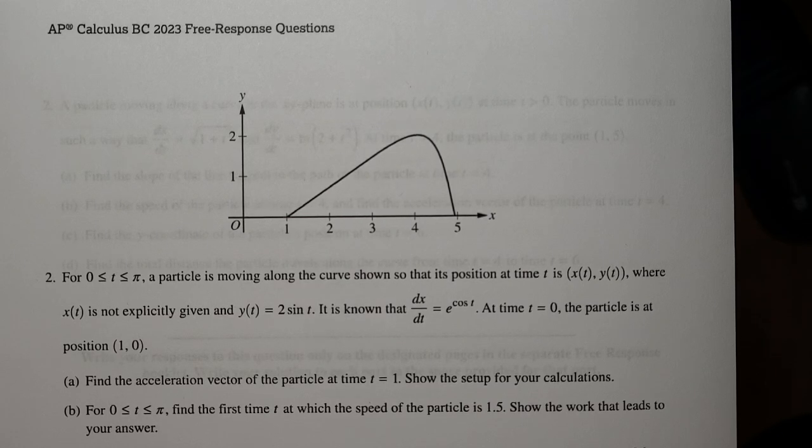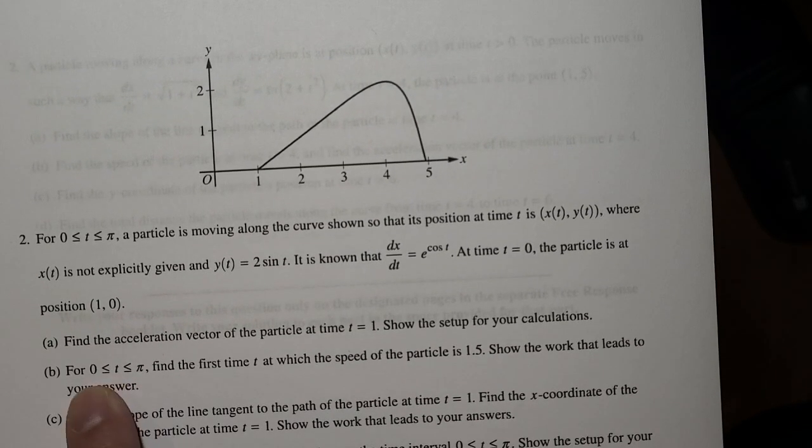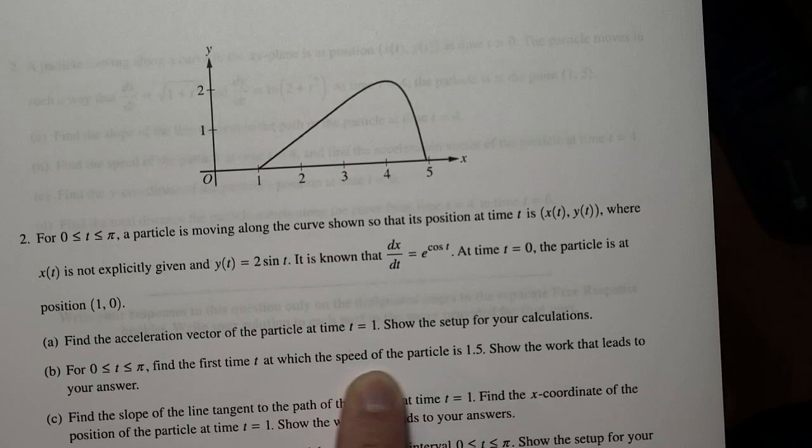It is known that dx/dt is e to the cosine t. At time t equals 0, the particle is at position (1, 0). Part A: Find the acceleration vector at time t equals 1, show the setup. Part B: for t between 0 and pi, find the first time t at which the speed of the particle is 1.5. Show the work that leads to your answer.